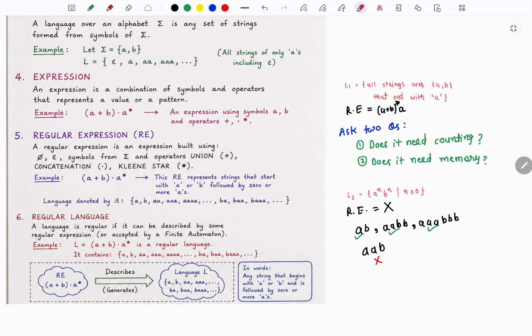So whenever you get a language in the exam, ask two questions. Does this language need counting? Second question, does it need memory? If the answer is no, then it is a regular language. And if the answer is yes, then it is not a regular language. This simple trick helps you identify regular and non-regular languages quickly.